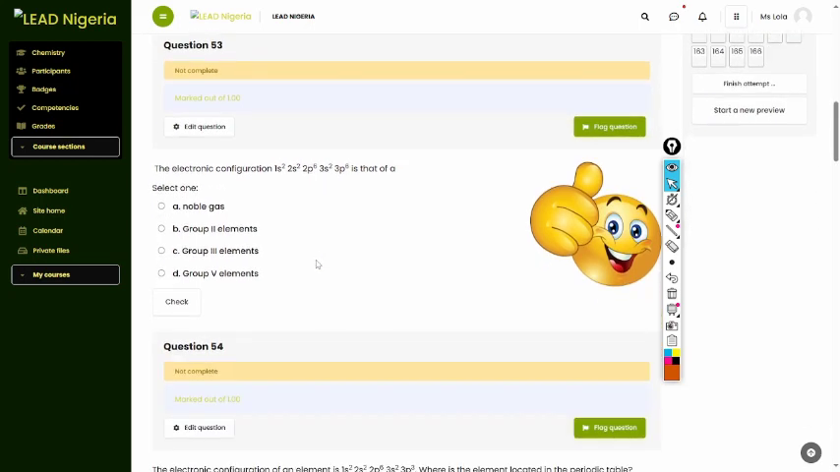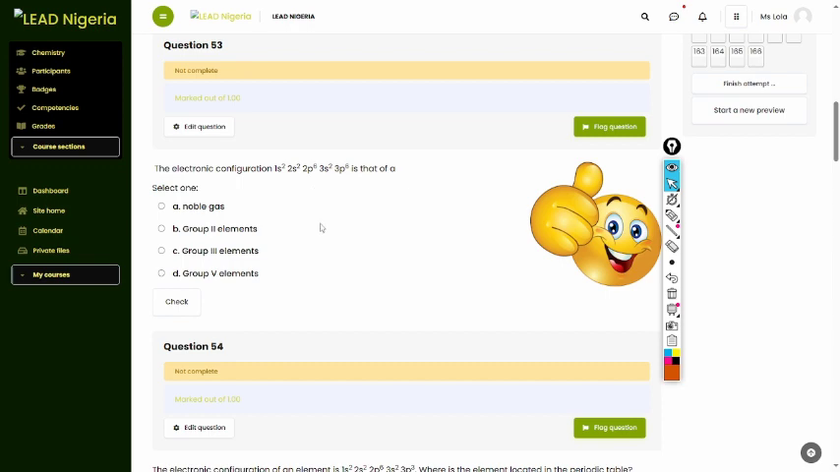The electronic configuration, this is that of a... so we're trying to figure out what group this element belongs to. We can tell by the total number of electrons it has on the highest shell, or the outermost shell. Looking at this, we see that the outermost shell is shell 3. That's the highest shell we have here. So the total number of electrons in shell 3 is 2 plus 6, and that is 8. So there are 8 electrons in shell 3.